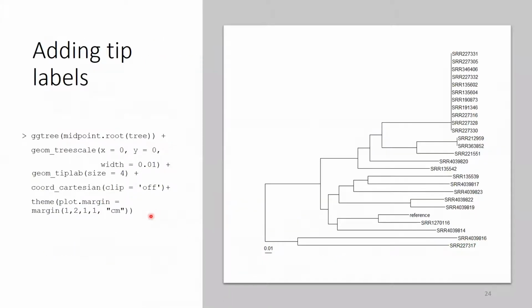So this is the same code as the previous slide. And as we can see, we've got our tip labels. But these labels have very little meaning to me, so we can change them to something more meaningful, such as strain ID, or for your own research, maybe your sample number, something that will be more meaningful to you.